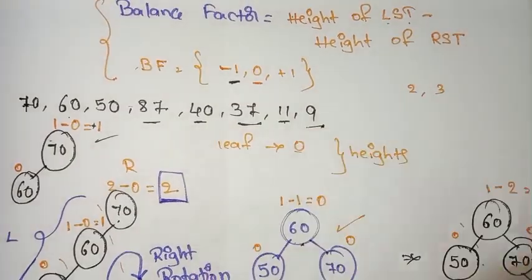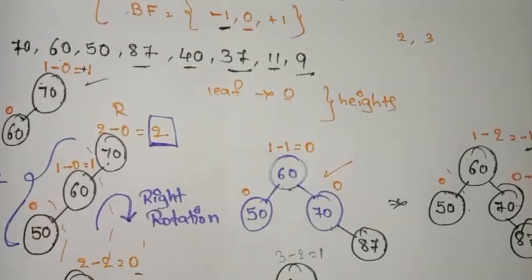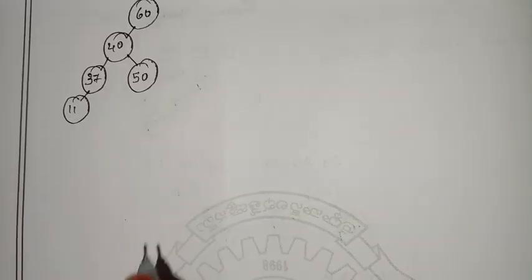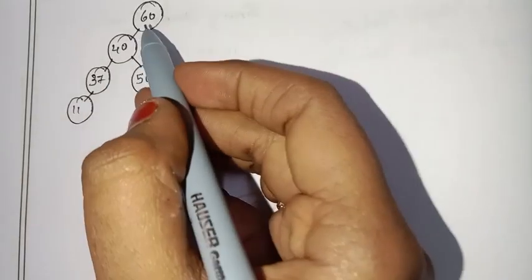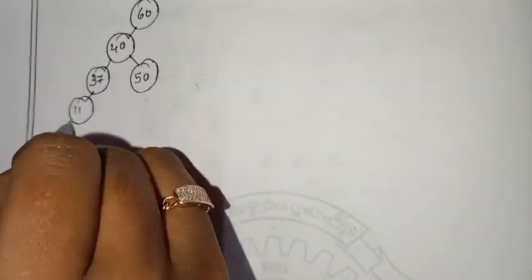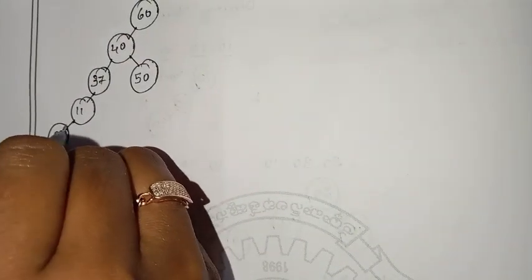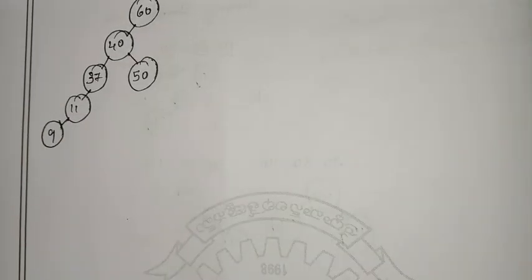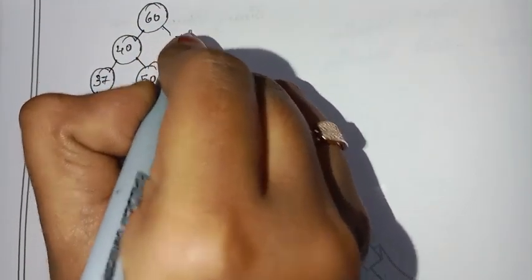And at last another element is there. What is that? 9. So just check how we are going to insert 9 here. So here how I need to insert 9? It is again less than this 60, 40, 37, 11, and it is less than, no? So I am inserting here. So what will happen? So this side same, 70 and 87 will be there.